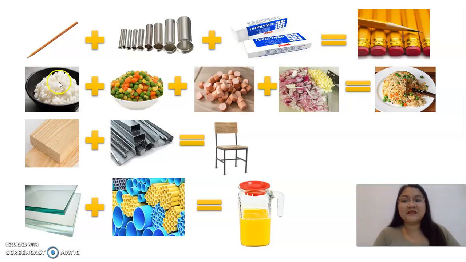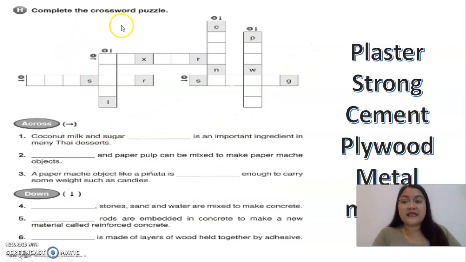Another example, we have rice, mixed vegetables, hot dogs, and garlic and onion. And if we mix it together, we can make fried rice. Another example is wood and metal. Combined together, we can make a chair or a table. And another one is glass and plastic. So we can use it to make pictures, glasses that we can use in our kitchen.